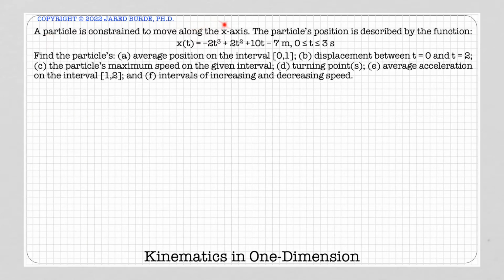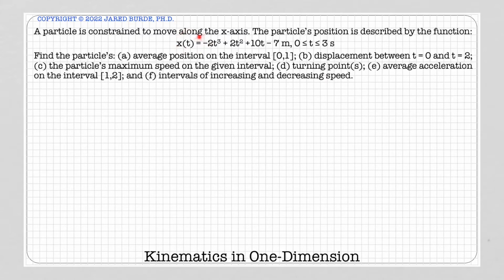Here we have a particle that's constrained to move along the x-axis, and we have a position function, right? x is a function of t, so we have the position as a function of time over a certain time interval. And we're supposed to find the average position, the displacement, the maximum speed, the turning points, the average acceleration, and the intervals of increasing and decreasing speed.